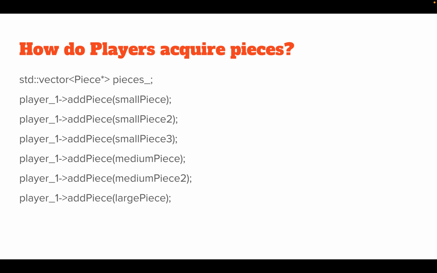And how do my players acquire pieces? In my player class, I have a private variable, which is a vector that holds all the pieces. When I'm adding those pieces, I use an add piece function, which is pretty much just a push back function that takes the pieces that I created.